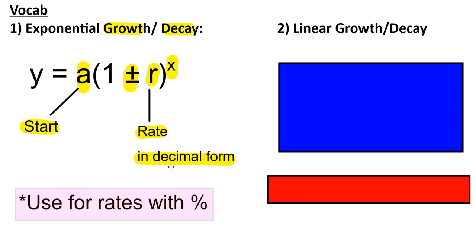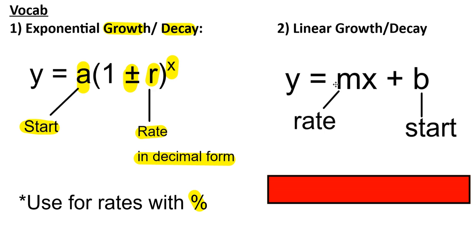What you want to make sure is that we only use the exponential growth and decay formula when we're looking at rates with a percentage sign. It will say by 12% or 2% or 5.6%. That's when you use the exponential growth and decay model. The other is linear growth and decay. That is, of course, just our good old slope-intercept form. We've seen it before, we'll see it again.